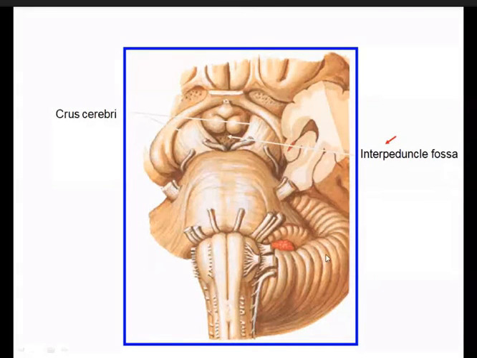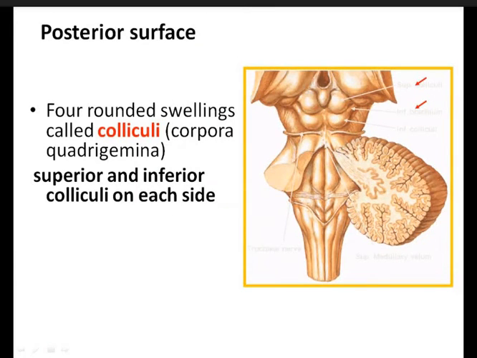Here we can see the crura cerebri. These are the rootlets of the oculomotor nerve, the rootlets of the trochlear nerve, mammillary body, tuber cinereum, optic chiasma, and optic tract. This is the interpeduncular fossa, and here we can see a small piece of the parahippocampal gyrus on the lateral aspect. Moving on to the posterior surface.